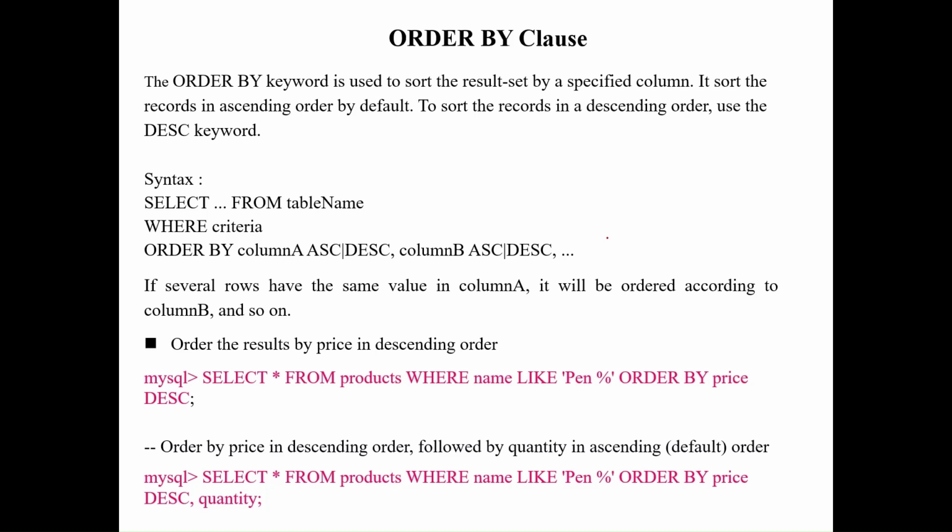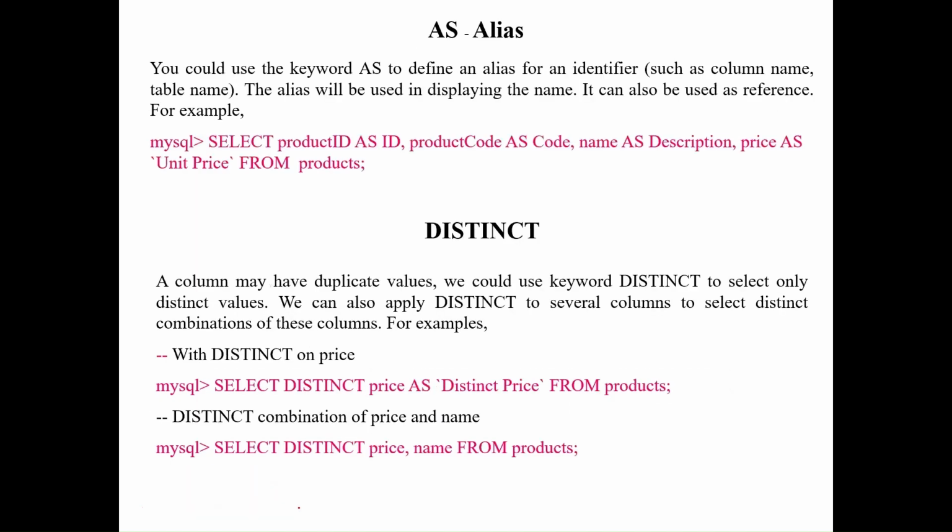If the particular column has repeated data, for example, select star from product where name like pen and percent. Pen percent means any data which starts from pen. It can be pen, it can be pencil, or it can be anything. Order by price in a descending order. Here I have added order by price in descending order and quantity in ascending order. By default, if you have not specified anything, it will be considered as ascending order.